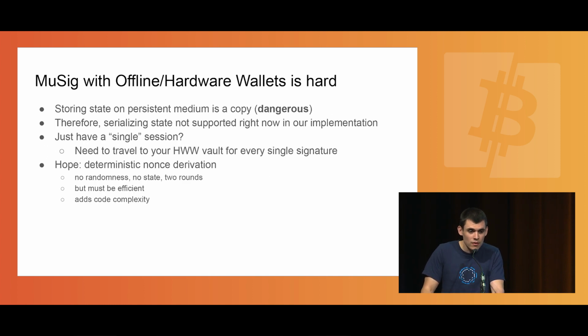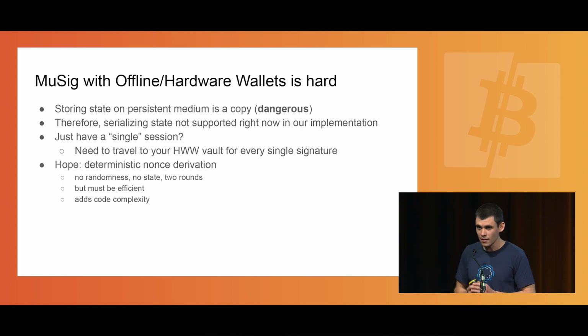Unfortunately, using MuSig with offline or hardware wallets is very difficult, because probably when you use your hardware wallet and you have these multiple rounds, your hardware wallet will lose power, so you need to move the state to some persistent medium. And this is basically a copy, so very dangerous, because now you need to ensure that there's only one instance of your state there ever. Therefore, in our implementation right now, we don't really support serializing the state.